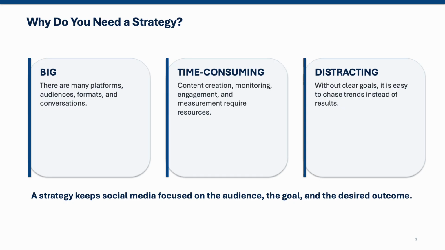Social media is big, it's time consuming, and it can certainly be distracting. There are multiple platforms, audiences, content formats, trends, and conversations competing for our attention. Without a strategy, it's very, very easy to spend a lot of time creating content without knowing whether that content is actually helping the organization. A strategy gives us focus and helps ensure that what we're doing supports a larger purpose.